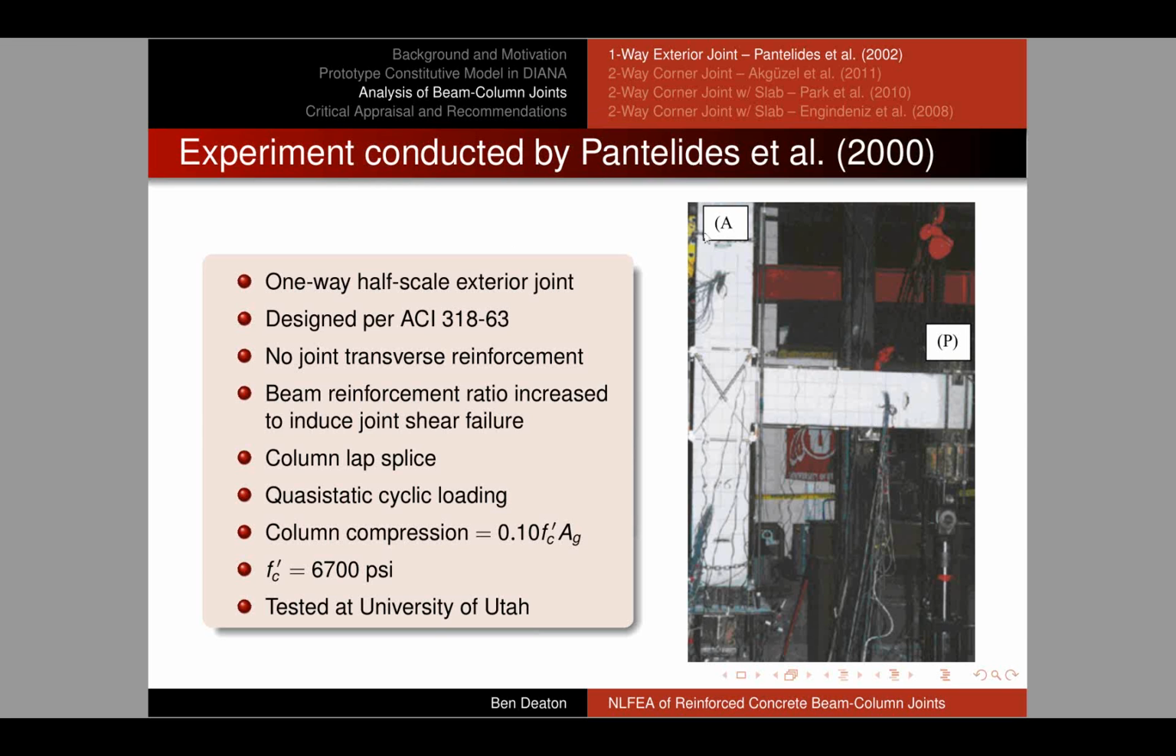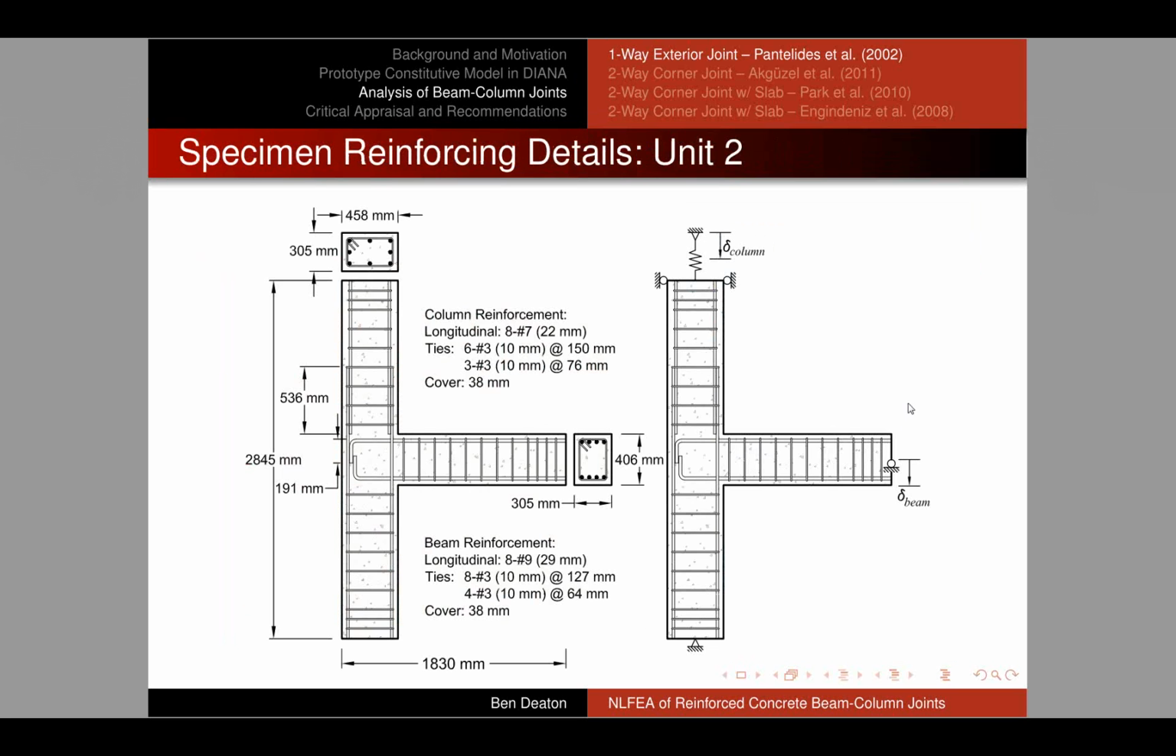So you can see in this case it was supported at the top and bottom of the column, and then the beam was cycled vertically. A couple design details I'll call your attention to. We have a splice immediately above the column, which is a non-seismic detail. And again, there's a complete lack of ties in the joint core region. Now this specimen does have fully anchored beam bars in the column, but there's no transverse joint reinforcement.